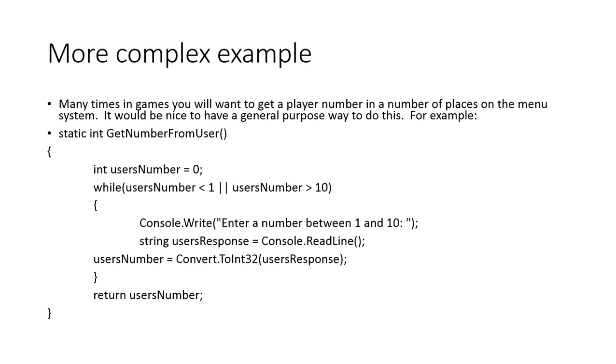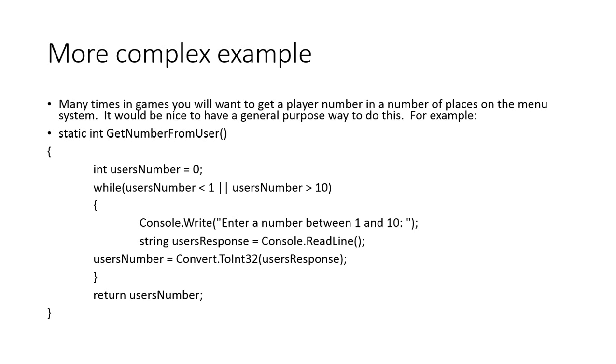Here's a more complex example. Let's say in a game we might need to get the player number from a variety of places in the menuing system. Maybe from where you're configuring your armor, from where you're configuring your loadout, where your inventory is read, where your health is read. I don't know. There's many places you'd want to have that in the HUD and menu system.